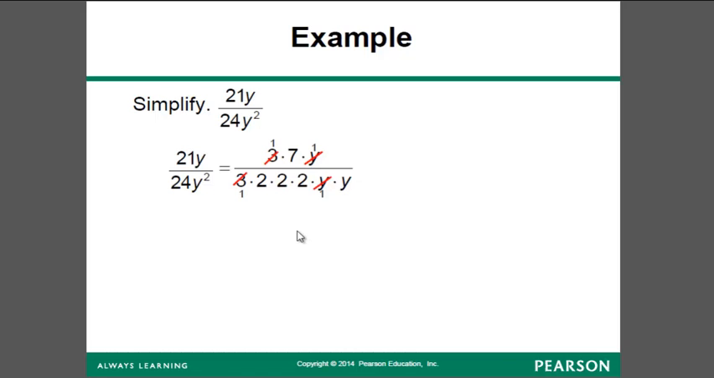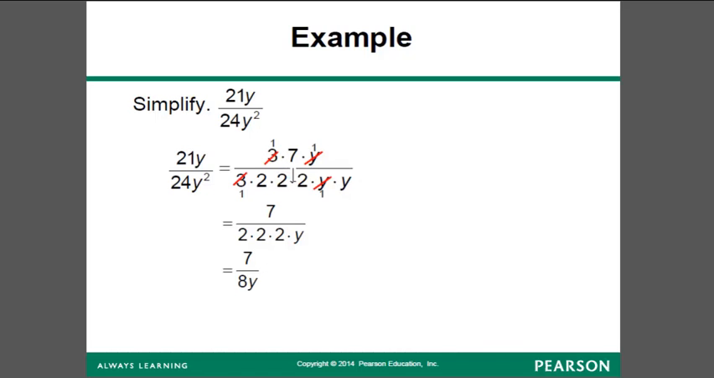Now whenever I look at this, I have left a 7 on the numerator. I have three 2s and a y left on the denominator. So whenever I multiply that back together, I have left a 7 over 8y. So 21y over 24y squared simplifies into 7 over 8y.